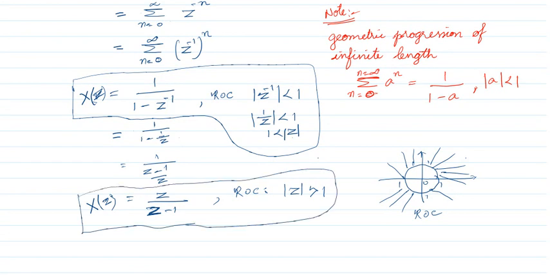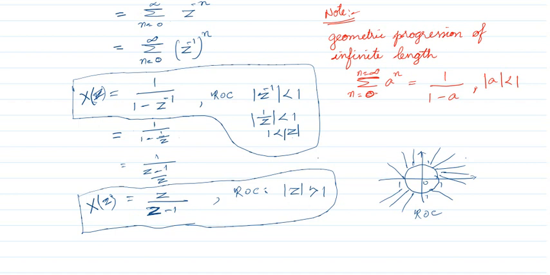Some books follow this convention, 1 by (1 minus z power minus 1). Most books have z by (z minus 1). It's up to you, you can write this or this. Remember, both are the same. Then I have written the result: the ROC is magnitude of z greater than 1.